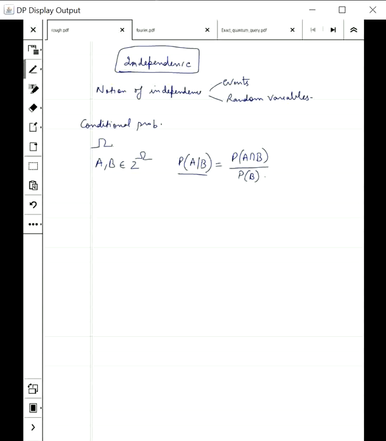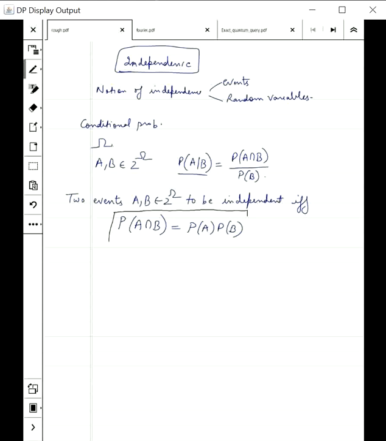upon probability of B. So you should think of this as the probability of A given that event B has happened. Given this definition, we defined two events A and B, again elements of the power set of omega, to be independent if and only if this condition holds true. The probability of both happening is the multiplication of probability of A and probability of B. So this we took as the definition of independence.